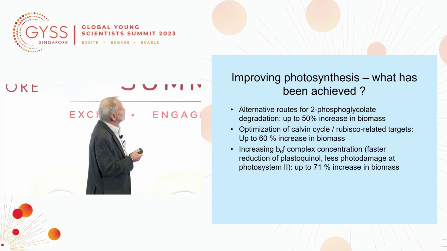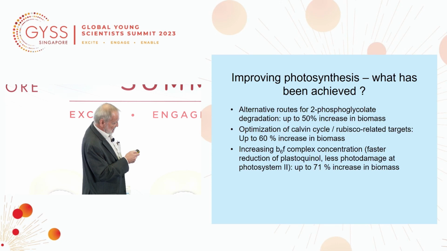So what has been achieved by attempts to improve photosynthesis, and what is already available, is that you can degrade the incorrect product phosphoglycolate by different enzymes. And this leads already to a 50% increase in biomass. You can optimize the Calvin cycle enzymes, and you get up to 60% increase in biomass.